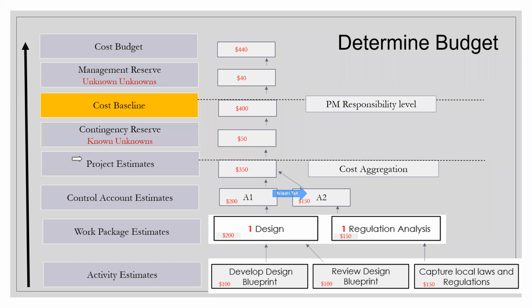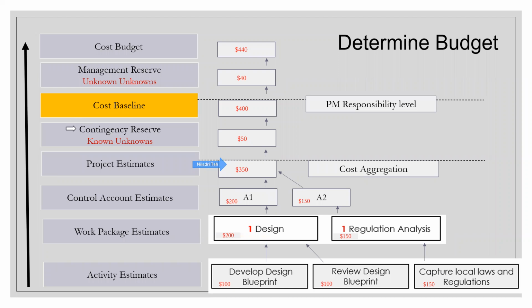Finally, we have something called the project estimates. This is called cost aggregation, the addition of all the costs, or all the control accounts at the bottom. You add all the numbers and get a number we call the aggregation of all the costs, and that is called the project estimate. That will come here to $200 plus $150, which is $350, right?